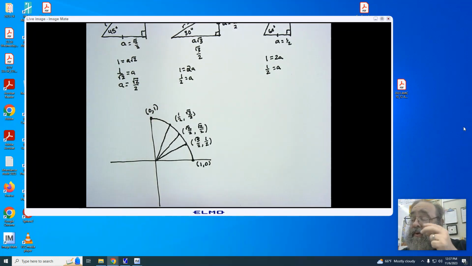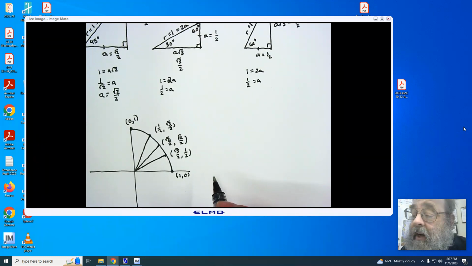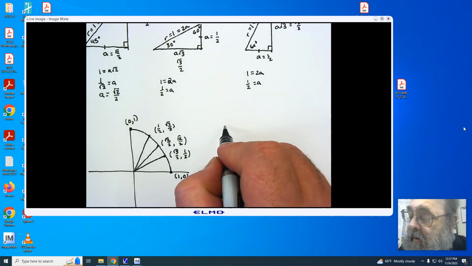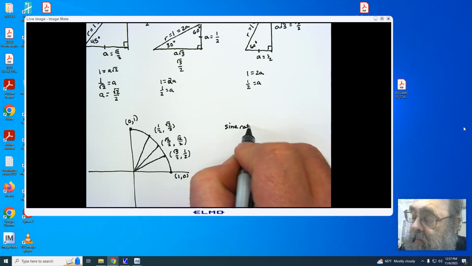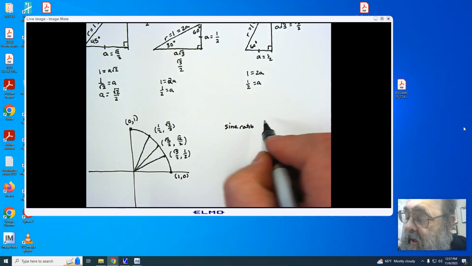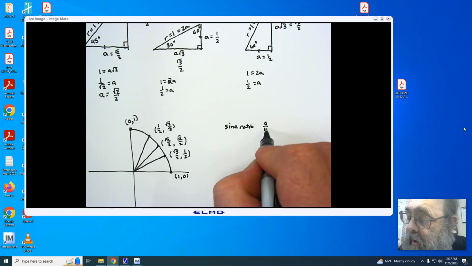These are the 5 points that we have on our unit circle in quadrant 1. But it's important to remember that we know what our ratios are for sine and cosine. The sine ratio is the opposite over the hypotenuse.